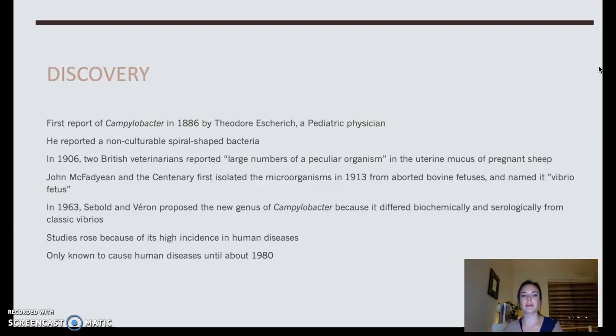like a Vibrio bacteria. However, in 1963, it was proposed that it should be called Campylobacter, a new genus, because it differed biochemically and serologically from classic Vibrios. More and more studies arose because of its high incidence in human diseases, and it was only known to cause human diseases in 1980.